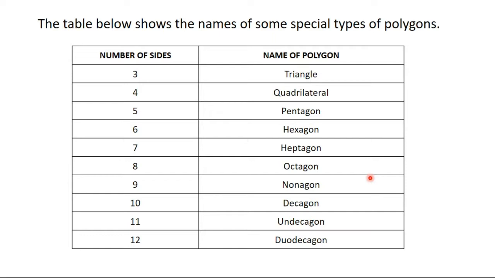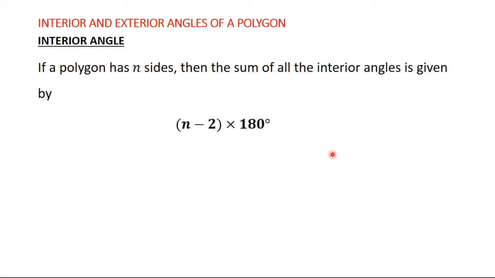Now, how do you find the interior angles and exterior angles of these polygons? You've seen how to find the interior angles of a triangle. You've seen how to find the interior angles of a quadrilateral. Now, let's see how we can find the interior angles of a pentagon, a hexagon, a heptagon, an octagon, a nonagon, and the list continues. We are going to see how to find this. Interior and exterior angles of a polygon. We are going to first consider the interior angles.